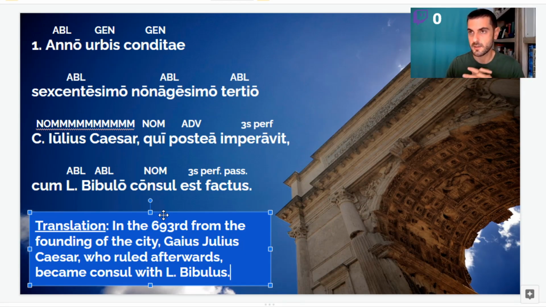So it's about 400 years later, at least 400 years later. So these things happen, right? Okay, pretty straightforward there. It feels like a long sentence, but it's that big, long number there for the year. So in the 693rd year from the founding of the city, Gaius Julius Caesar, who later ruled, became consul with Bibulus.